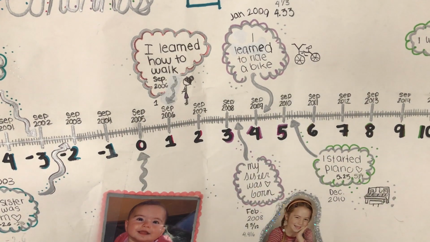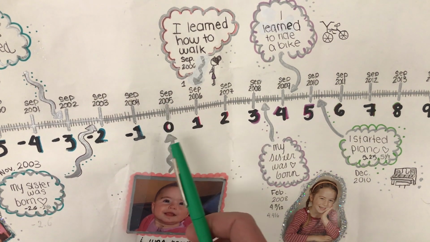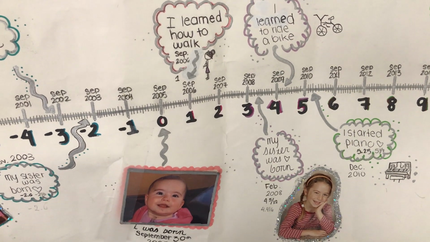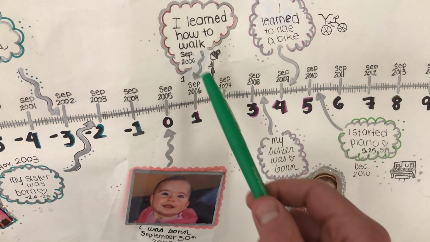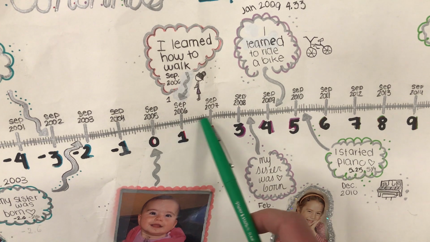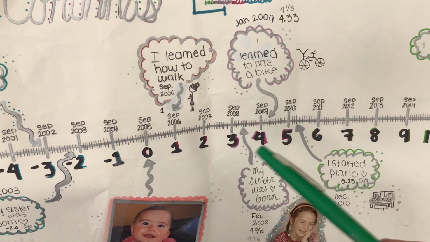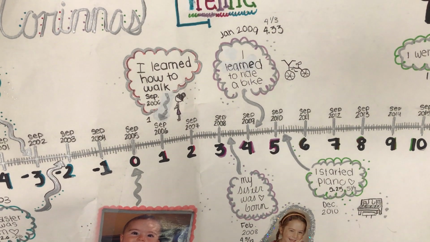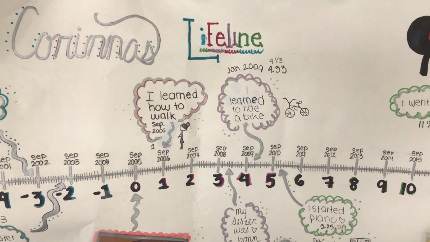This student, she made this last year. She was born in September 2005, and so that's 0 on her lifeline. That's like her beginning, her origin. And then she chose some events that happened in her life, like when she learned how to walk and when she learned how to ride a bike, and placed those on the number line based on the month and year that they happened. But she also represented each one of those events with a fraction, a mixed number, and a decimal that represents how many years after she was born those things happened.